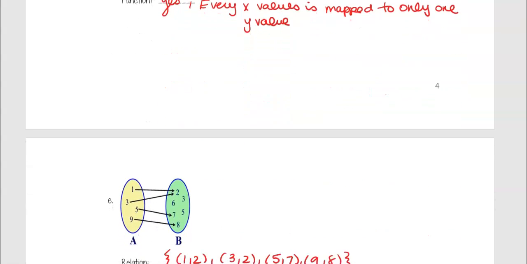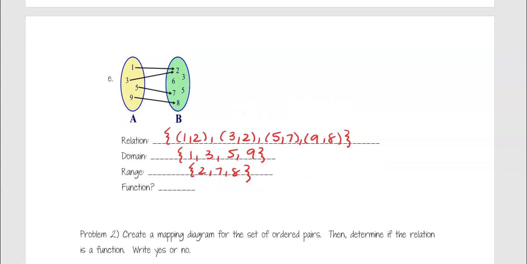Okay. Oh, I have another example actually, just kidding. Here's a relation. It's another mapping diagram, 1, 2, 3 to 2, 5, 7, 9, 8. Domain, here's our x's, range, here's our y's. Is it a function? Does every x value get mapped to exactly one y value? Yes. It would look like this, guys.